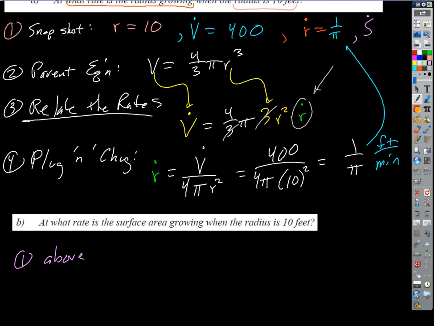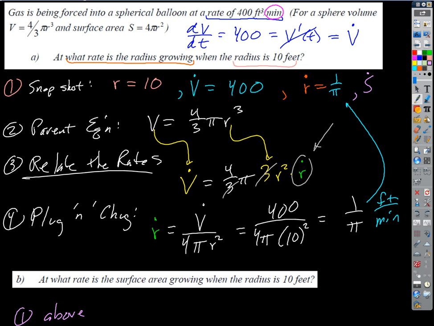What's step two? We want to come up with the parent equation. Well, what's going to be the parent equation that's going to relate all this stuff? And really, we don't need the V anymore, do we? We're not interested in V in part two, so we could just cancel that one, right? But we know the radius is 10. We know R dot is 1 over pi, and we're looking for S dot. So doesn't that point us at that equation?